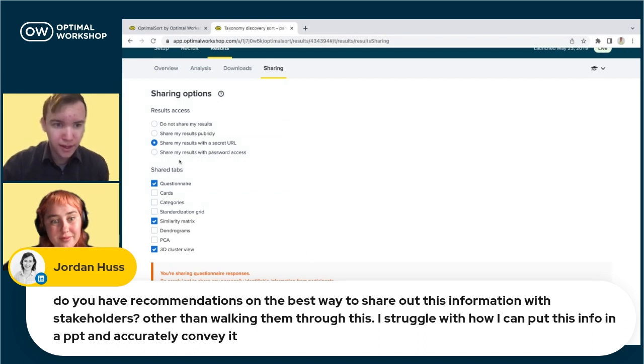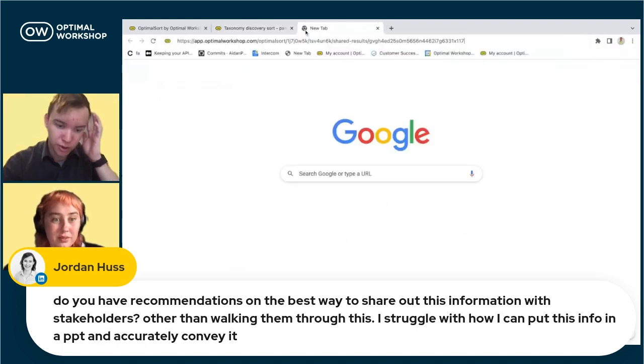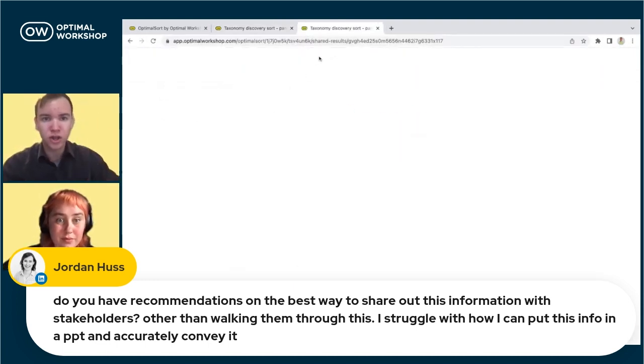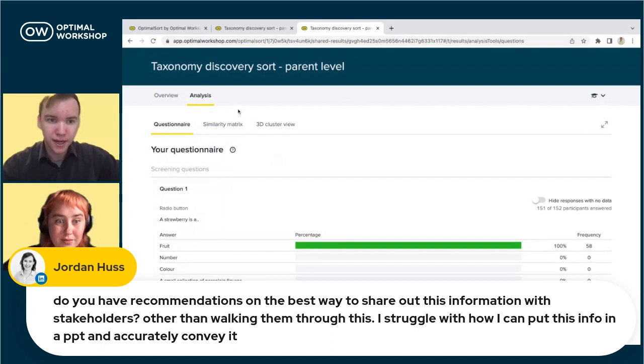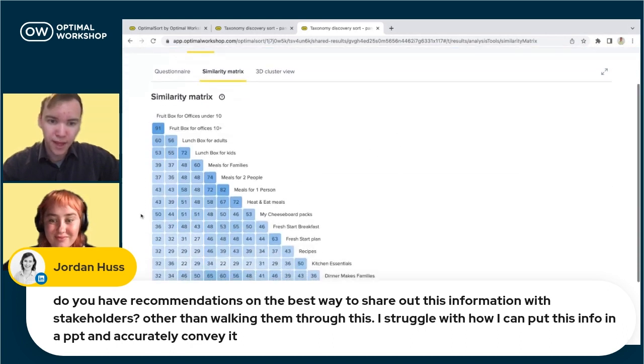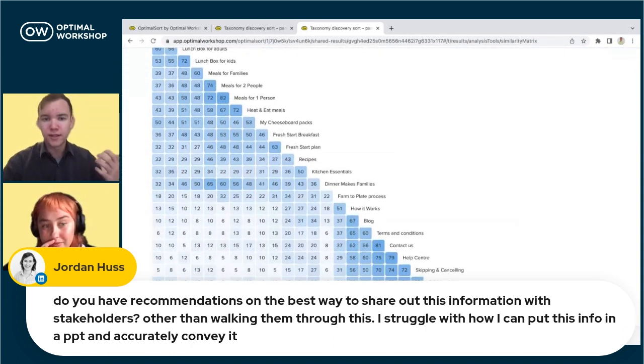In this case, I've selected share results with secret URL. Then I've selected the tabs I'd like to show for perhaps a stakeholder in particular. Then I can copy and paste this in, and all of a sudden, the person who comes to this page will be able to see those tabs only when it comes to analysis. So this could be a great way to just keep people in the loop when it comes to the work that you've done.